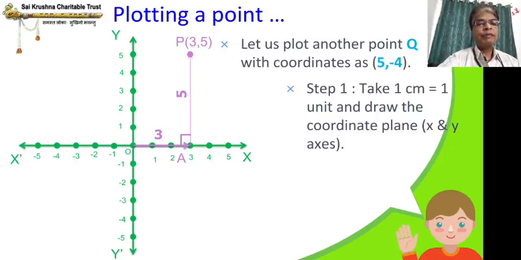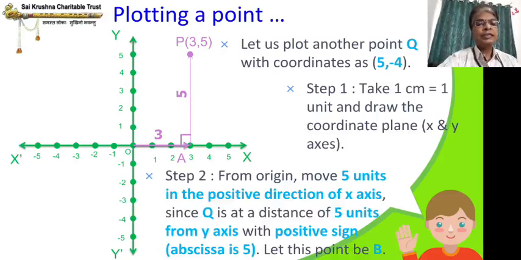Okay, this step I have written just for giving you the example. The second step is from the origin, move 5 units in the positive direction of the x-axis. Since Q is at a distance of 5 units from the y-axis with the positive sign, the abscissa is 5. So I am moving there, marking the blue line, 5 units and point B. So we have marked this, and we have now understood and done the abscissa value. Now we have to do the ordinate value.